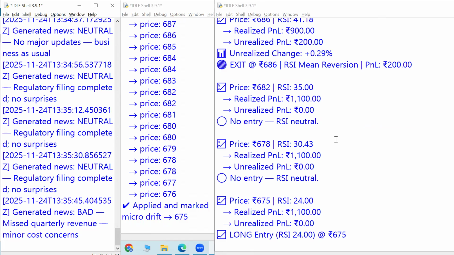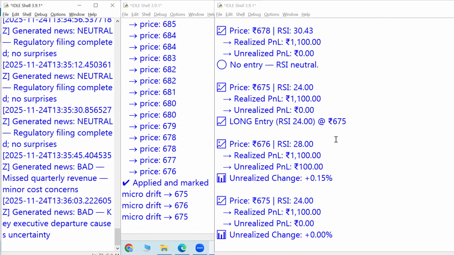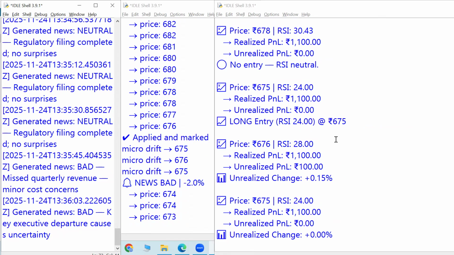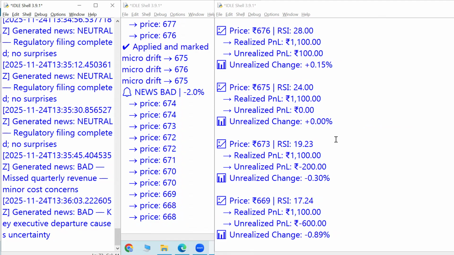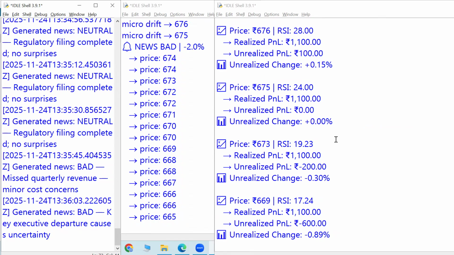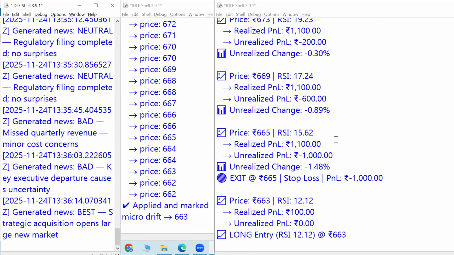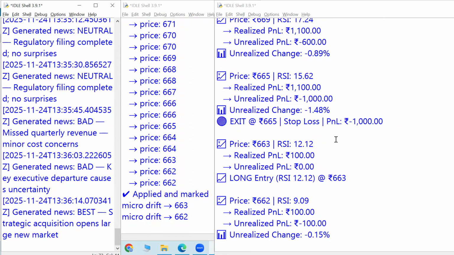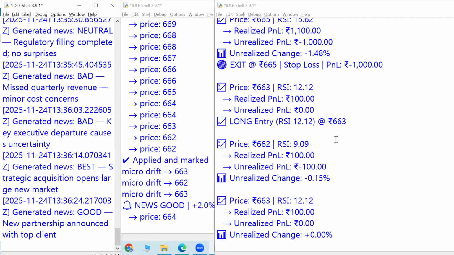The RSI is going to be oversold. So we got a long entry at 675. Okay, we are going to get a stop loss for sure. Bad news has come. Stop loss. See, this is the best thing which we have seen. We got a long entry and okay, best news has come. We got one stop loss. We got one stop loss.